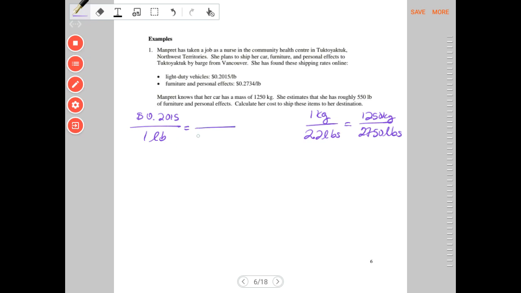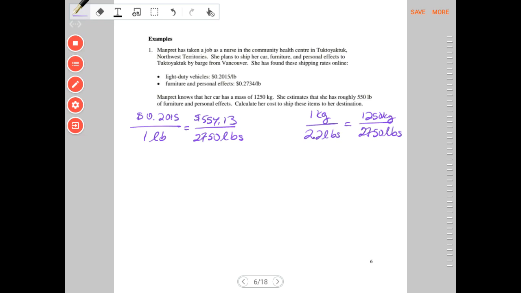So let's bring that back over here. So pounds go with pounds, so they should both be on the bottom. Okay, and again cross multiply, 2,750 times 0.2015 divided by 1. And we get $554.13. Okay, so that's what it's going to cost for her vehicle to get shipped.